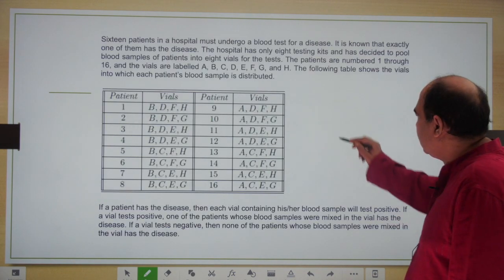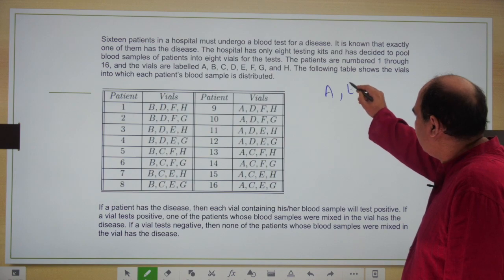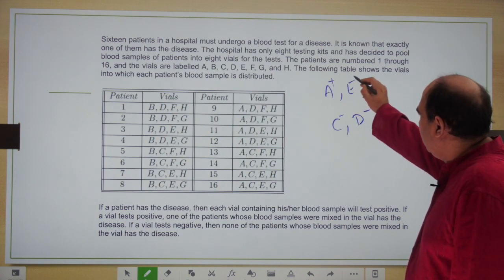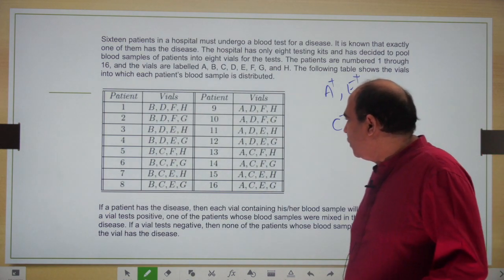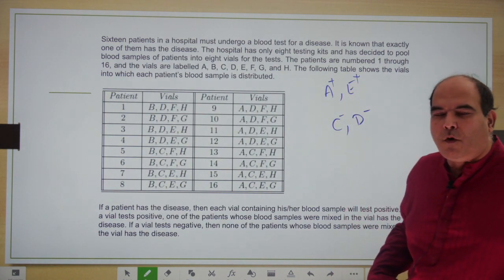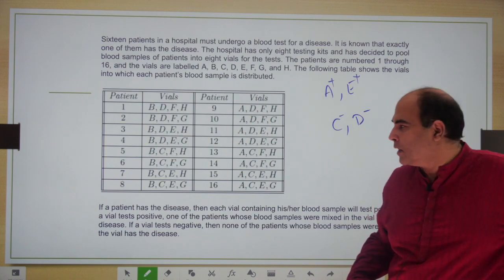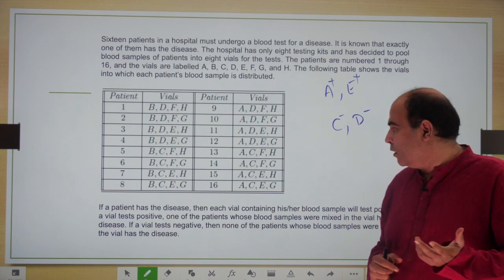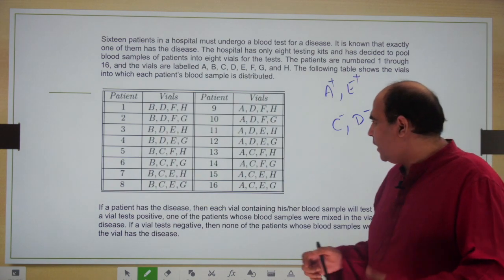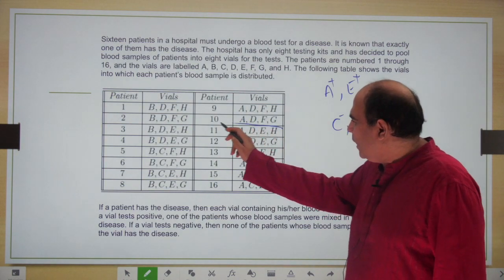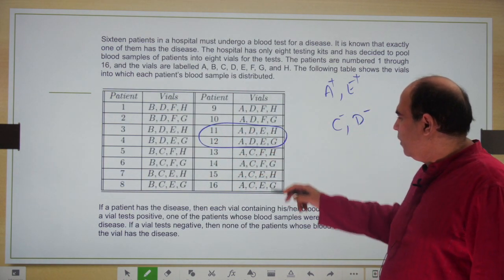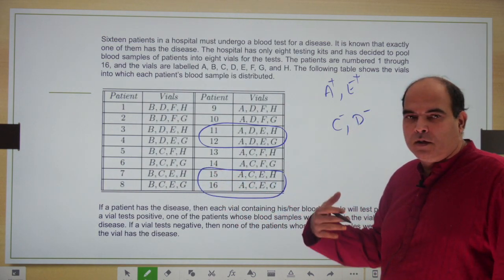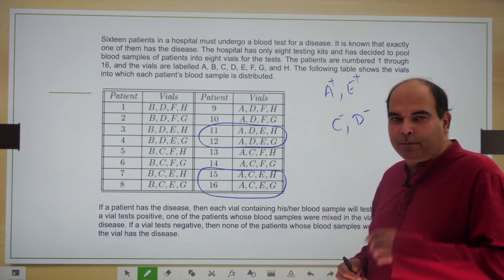So in this case, vials A and E are positive and C and D are negative. Here, obviously, if you apply your common sense, you realize that the shortlist is for people who have vials A and E as part of their vials in which their blood has gone. So if A and E are positive, where is A and E? If you look through this, you'll find A and E on 11, 12 and A and E also on 15, 16. So you've got a short list of 4 patients, 11, 12, 15, 16. One of them has to be diseased.